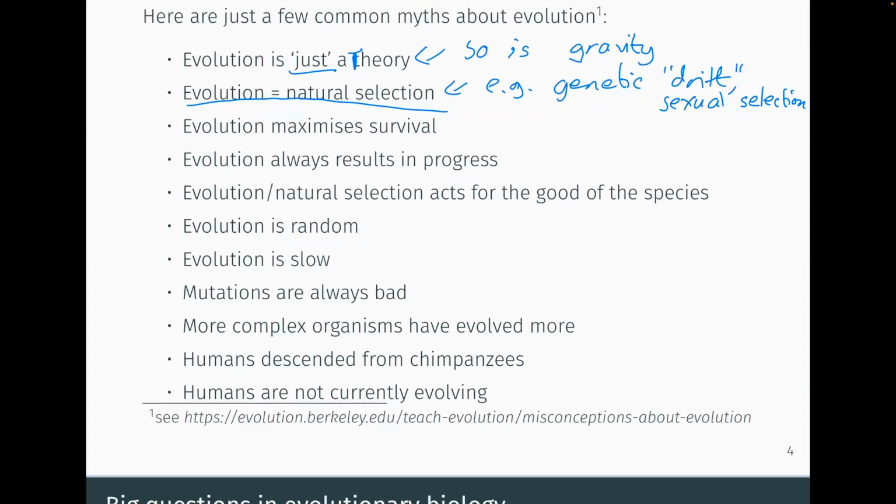Sexual selection as well. I talked about this idea of survival and reproduction in terms of processes that are important to evolution. So things like peacock's tail, why does it have this brilliant display? That's all part of sexual selection, so differential mating opportunities. Okay, evolution maximizes survival. I've just said reproduction matters.